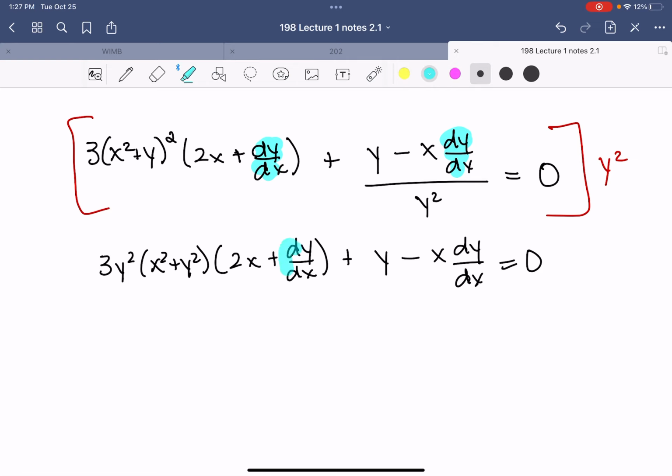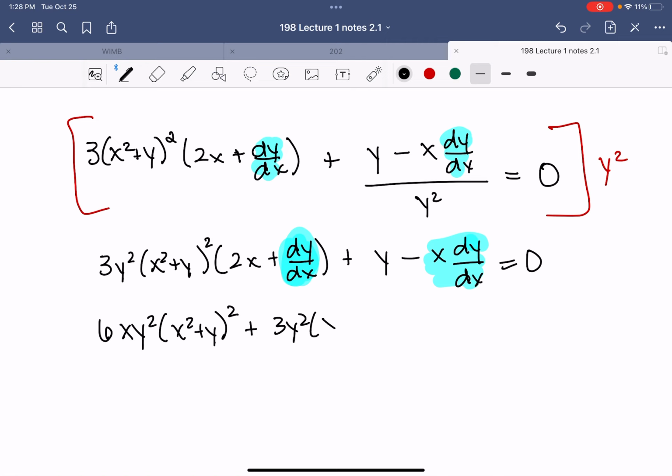Now, I need to get access to this one. So this one's good to go, but I need to get access to this one over here. So I'm going to distribute that term on the outside to both pieces. So that's going to give me 6xy squared times x squared plus y squared. No, hold on, I put the square in the wrong spot. This square belonged on the outside. There we go. And then plus the 3y squared times x squared plus y squared dy dx. Then I have plus y minus x dy dx equals 0. And now I've got them all multiplied out.